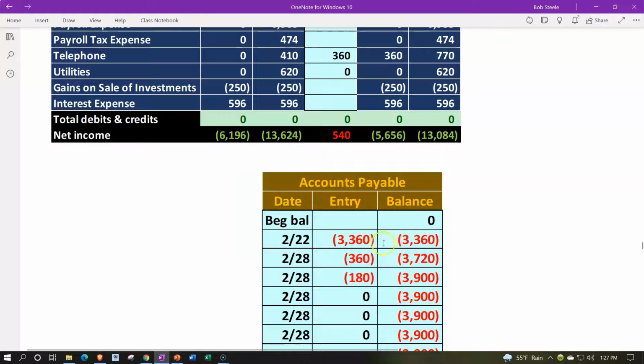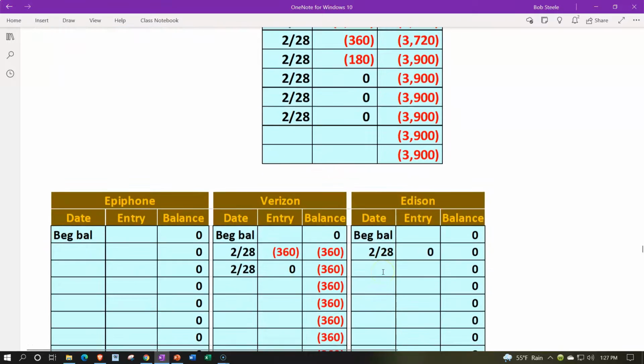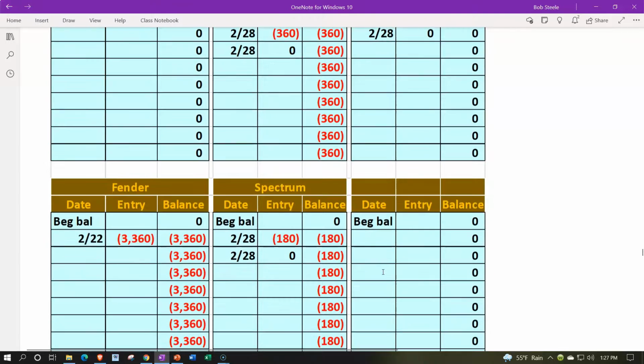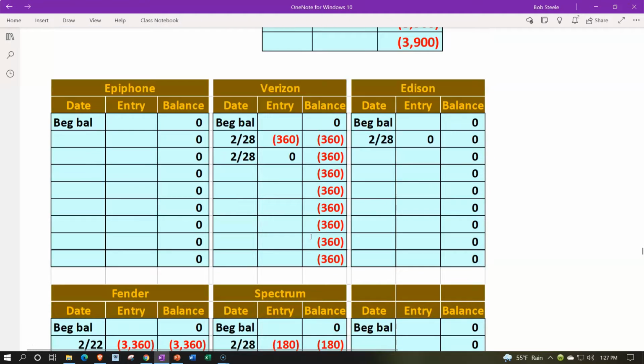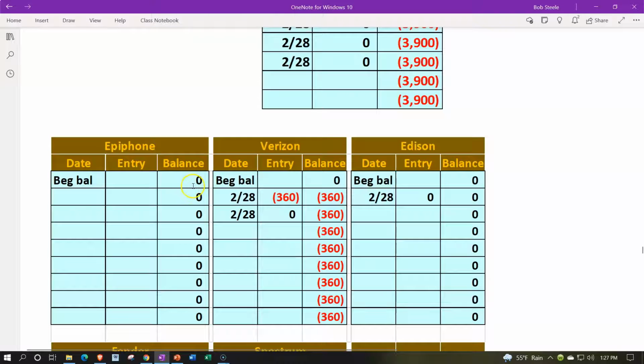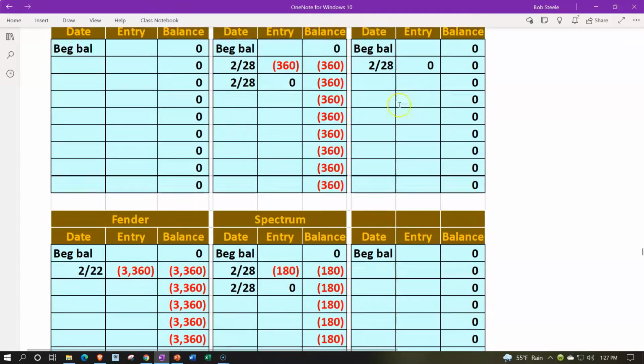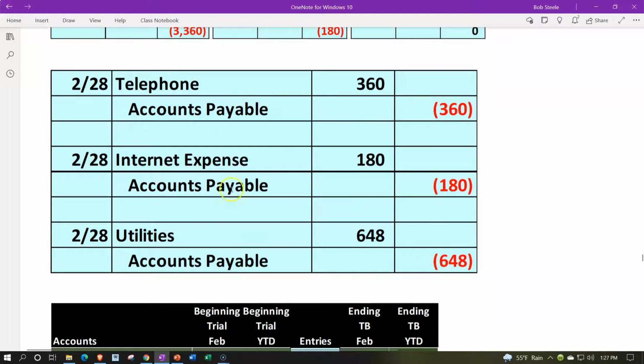The accounts payable here was at the 3,720, up by 180 to the 3,900. And then we have down here, Spectrum is who we actually paid for the vendor, increasing that by 180. If I add up all those, it should add up to that 3,900, which is on the general ledger and the trial balance.